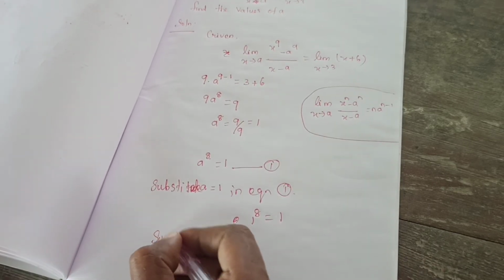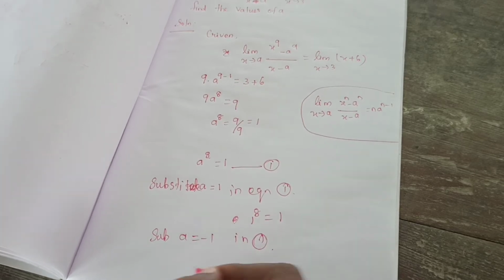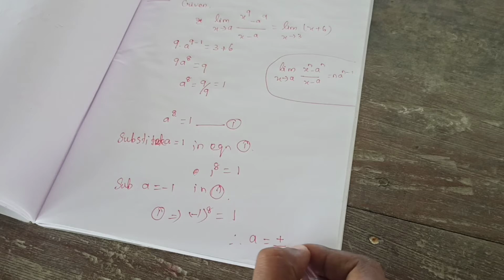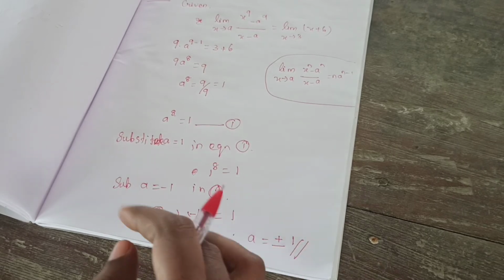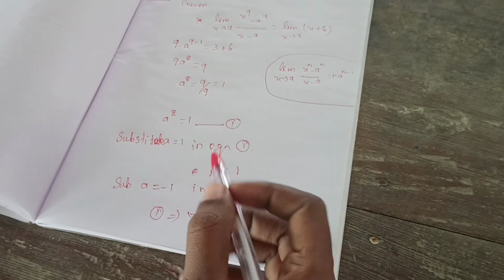Same as that, substitute a equal to minus 1 in equation 1. What will happen? Minus 1 the whole power 8. That also the value will be 1, is it right? Therefore a, for what values? Plus or minus 1. Okay, so easily you can understand. Because of that I gave the steps and all. If you are thorough, no problem.